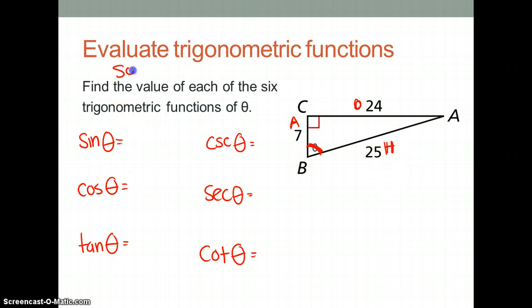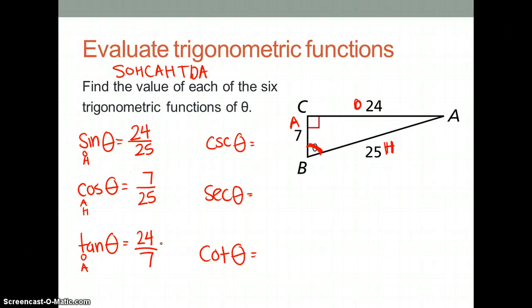So if we use SOHCAHTOA as our guide, that helps us do our ratios. Sine is the opposite side over the hypotenuse, so 24 over 25. Cosine, CAH: the adjacent side goes in the numerator, the hypotenuse goes in the denominator. And TOA: the opposite side is 24, the adjacent side is 7. So that's where SOHCAHTOA comes in for the definitions of these.